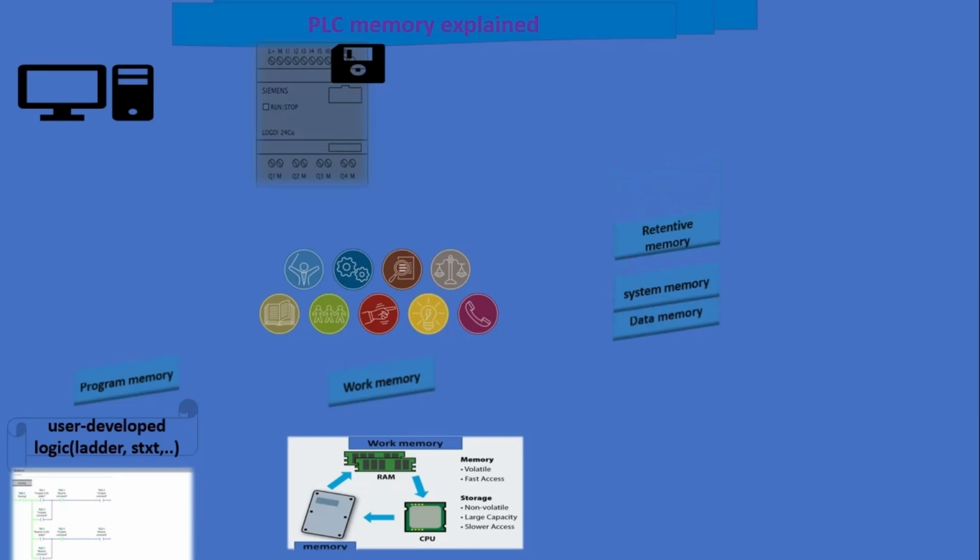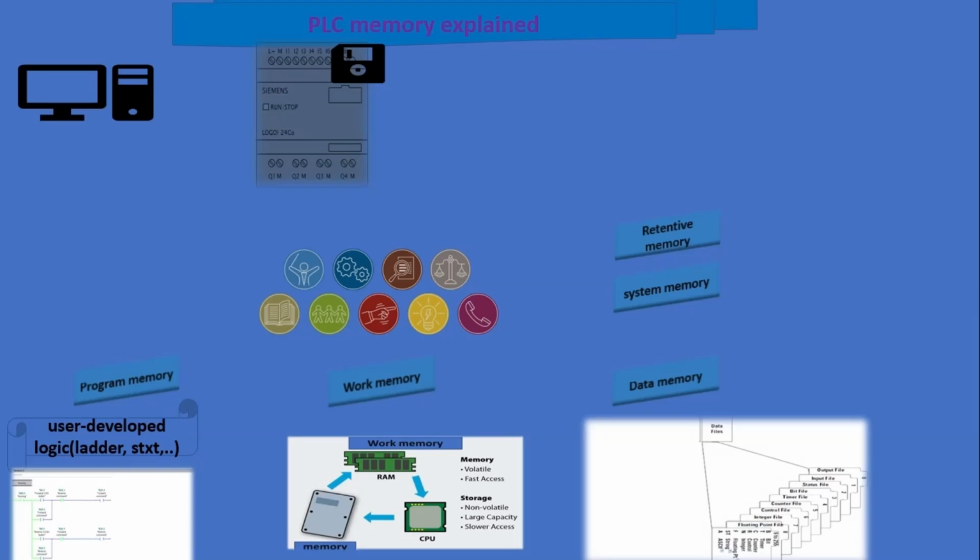Data memory is made up of files. Each stores a specific tag. These include inputs, outputs, bit memory, timers, counters.